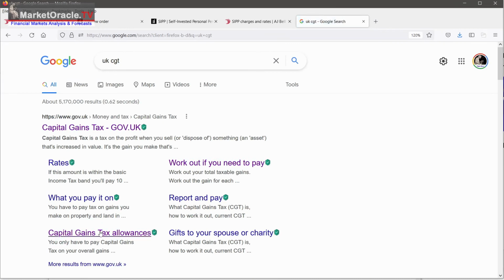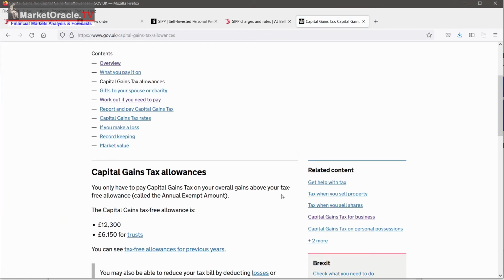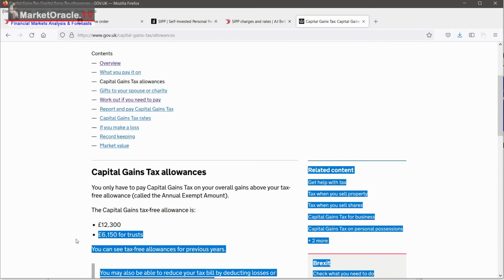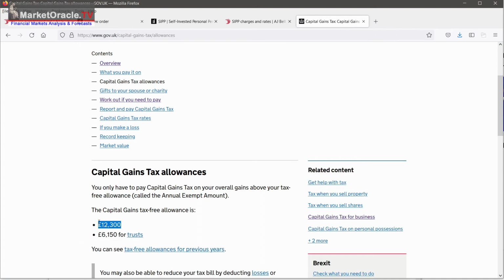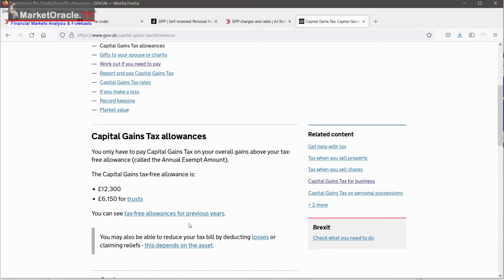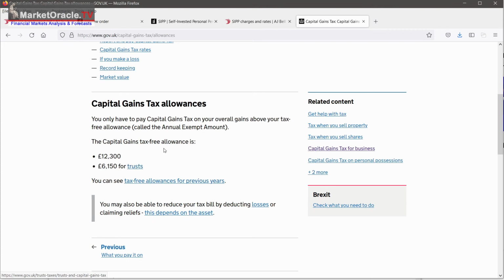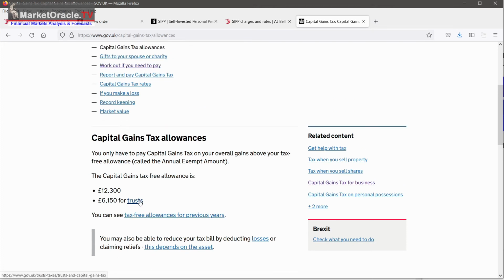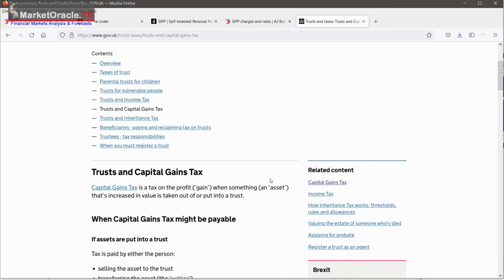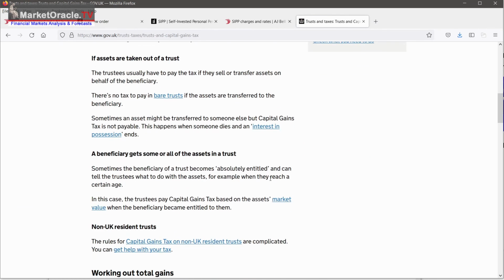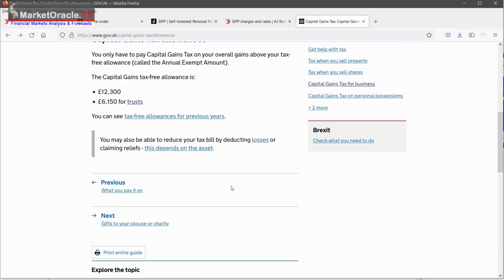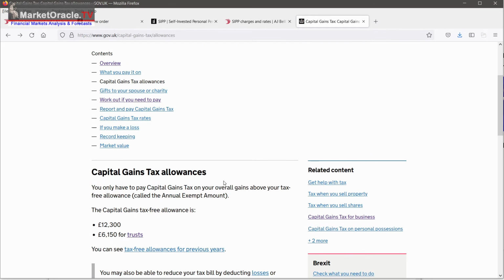See, they've not increased it. 12,000. Less for trusts. Ooh, I do investment trusts. Is that what they mean, investment trusts? No, it's other, not investment trusts. So you don't get much.